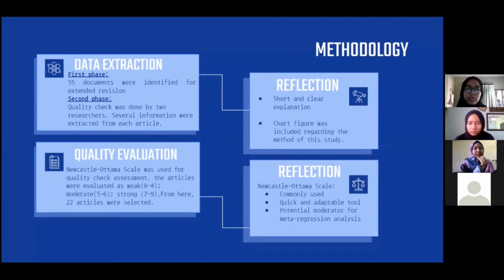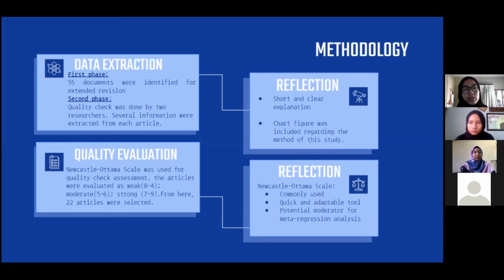So from this methodology, what we can reflect is that from the procedure, the author explained the procedure in a short and clear explanation. Plus, they also provide a chart figure that shows how the process from identifying the articles from PubMed and CINAHL until the end process where 22 articles were selected.